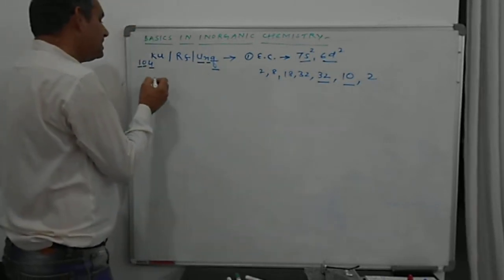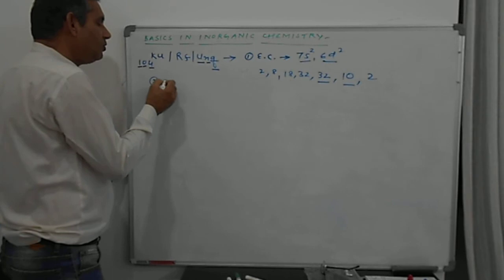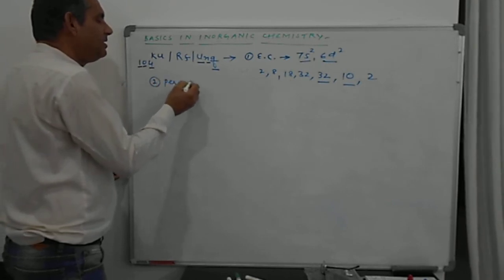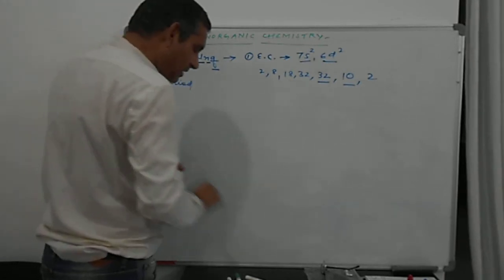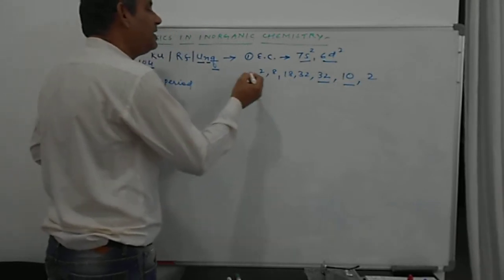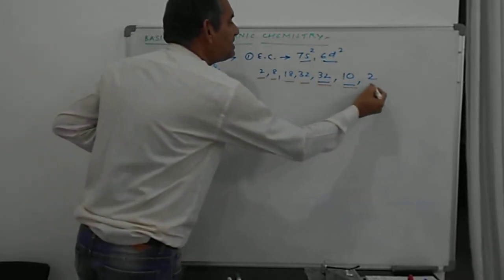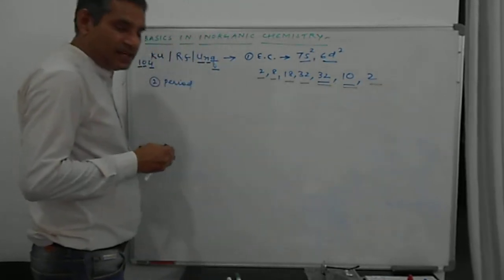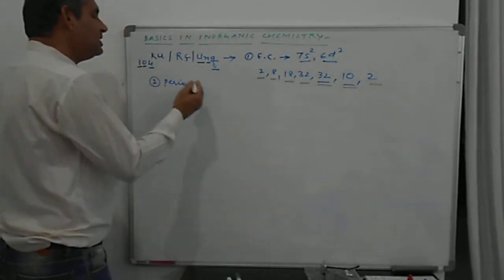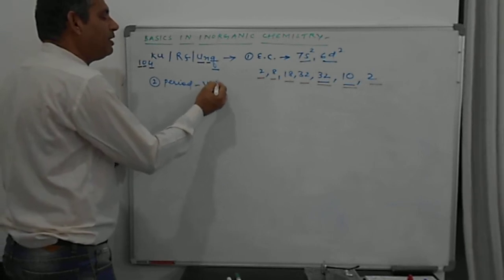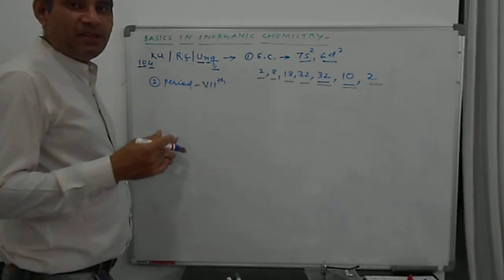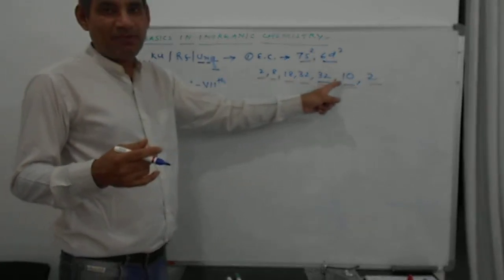Now see, this was your first point. Now the second point is period. Here in this electronic configuration, how many shells have you written? 1, 2, 3, 4, 5, 6, 7. Total how many shells are there? 7 shells are there. So this element is a member of the 7th period. Why the 7th period? Because it has 7 shells.